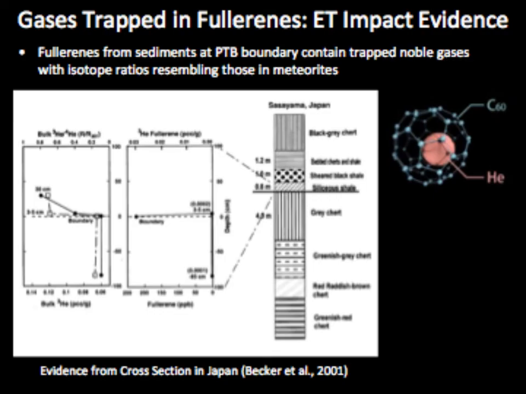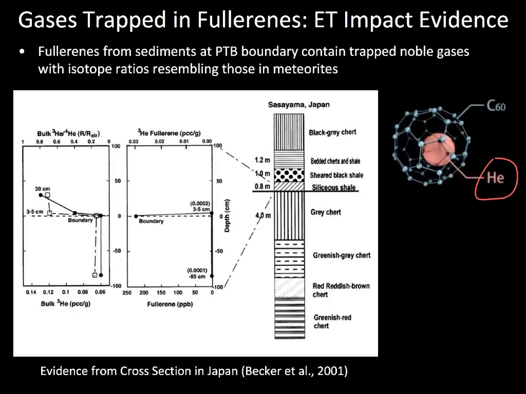So let's look at some of this data. This is the most famous one of these studies from 2001, and it's specifically from a cross-section in Japan, and it concerns the noble gas helium. Remember that the number on the periodic table for helium is 2, which means that pretty much all helium on Earth is helium-2. So what they looked at in Japan in a specific cross-section, and this shows you the rock layers in that cross-section over here, were the isotopes of noble gases present in fullerenes, because remember, these fullerenes are trapping gas. That's how you can get gas out of rock.